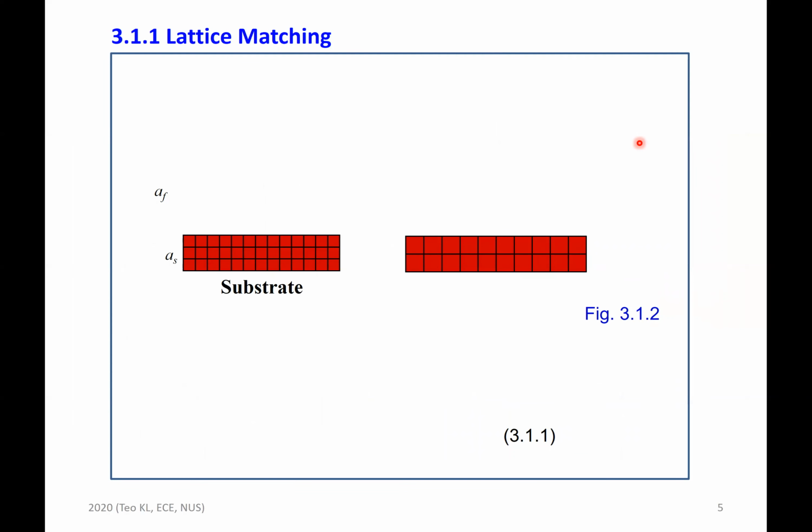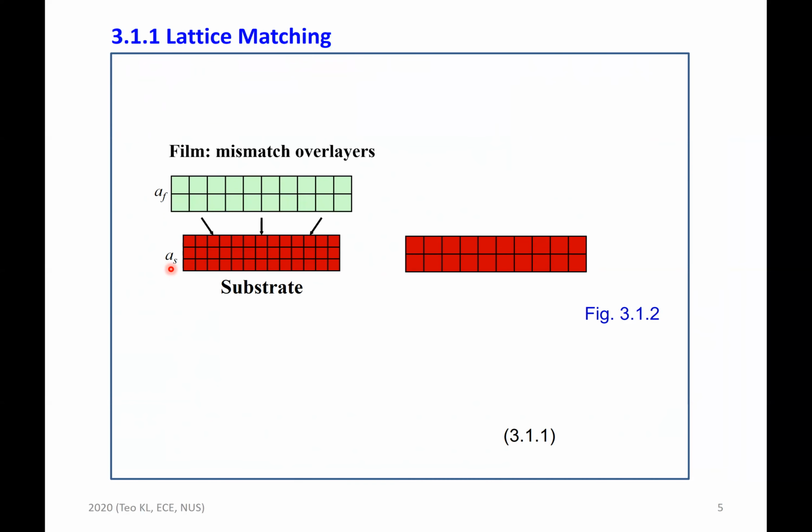Next, let us talk about lattice matching. Starting with a substrate, which is a semiconductor single crystal with a lattice constant a_s, where s stands for the substrate. And let's say you grow a film deposited on top of the substrate, a_f is the lattice constant of the film. And the lattice constant of the film is larger than the lattice constant of the substrate.